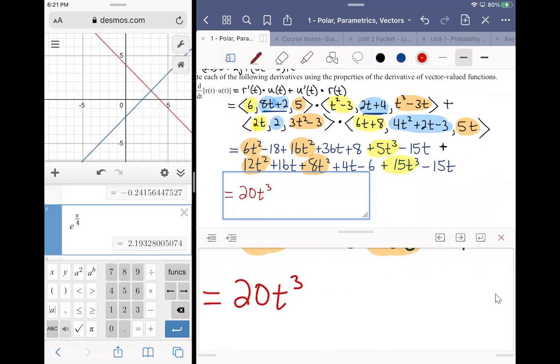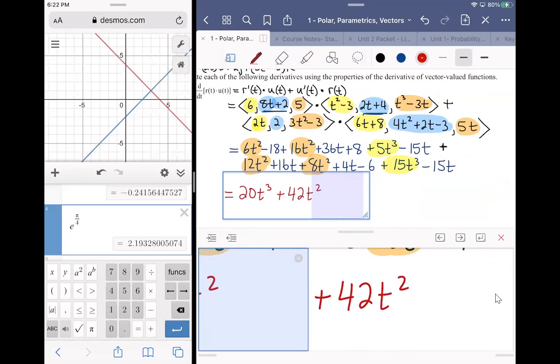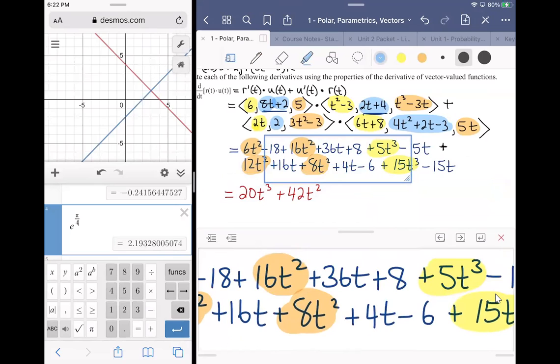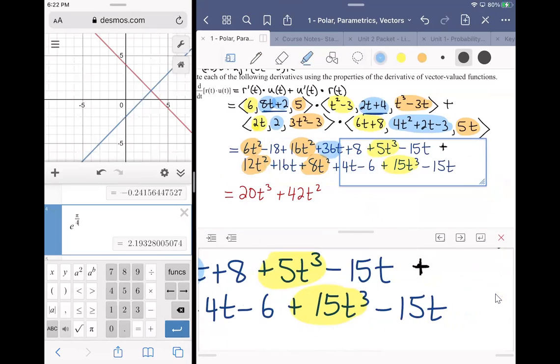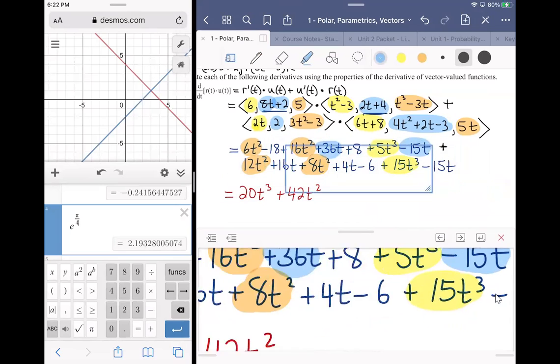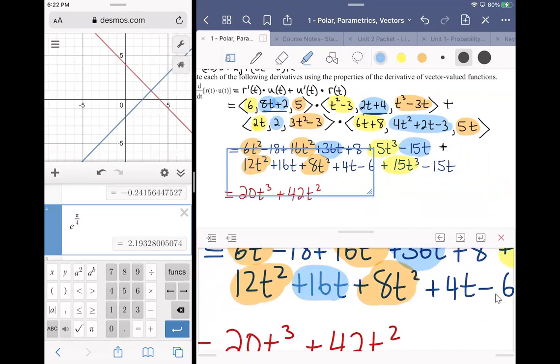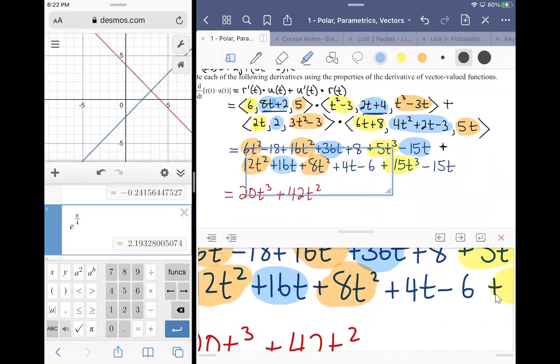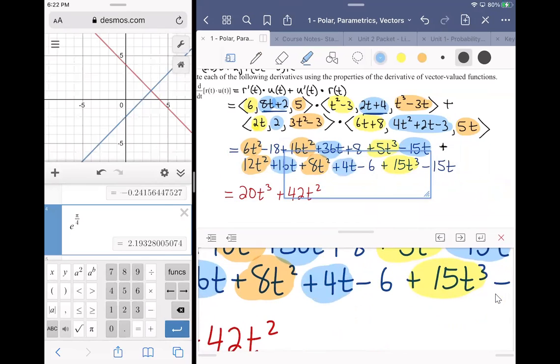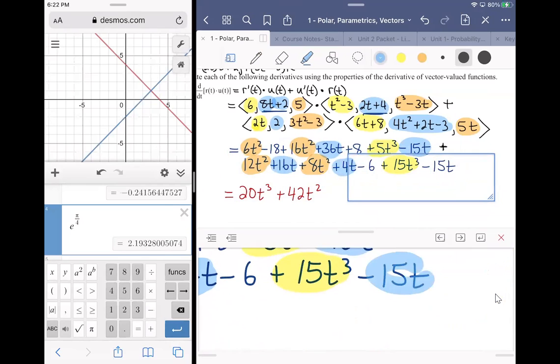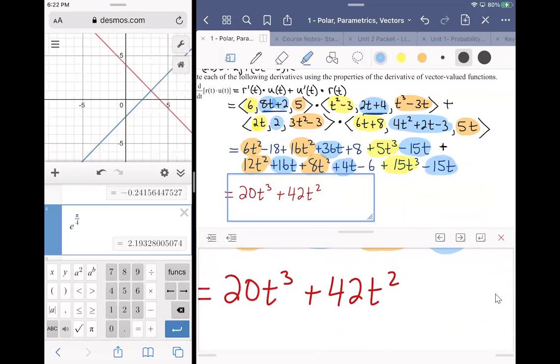Double check that. 22, 34, 42, I think, plus 42t squared. 36t minus 15t, it's 21t. Plus 16 is 37t. 41t, back to 26t.